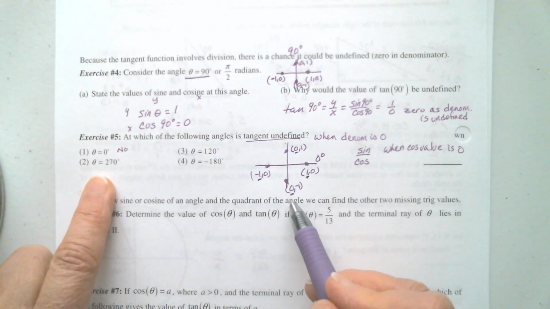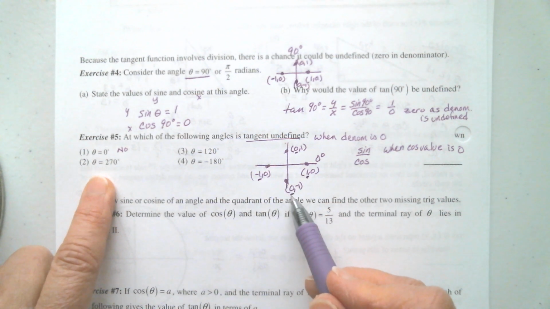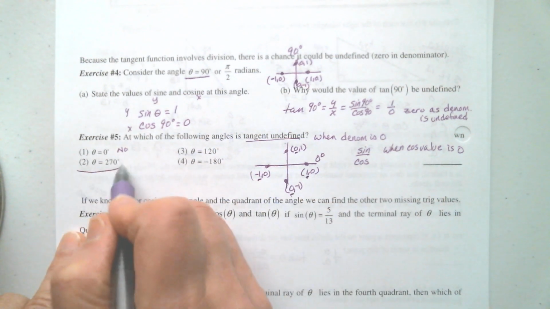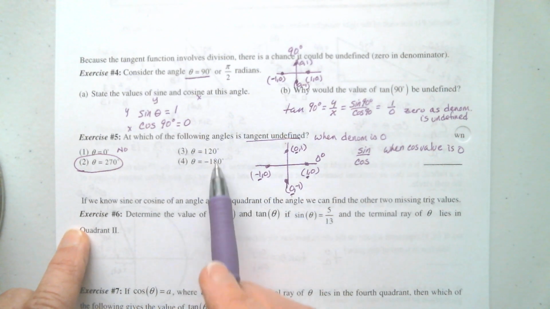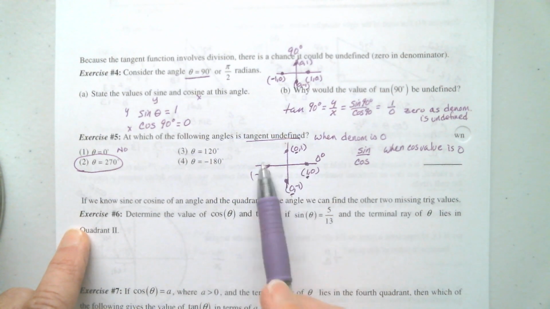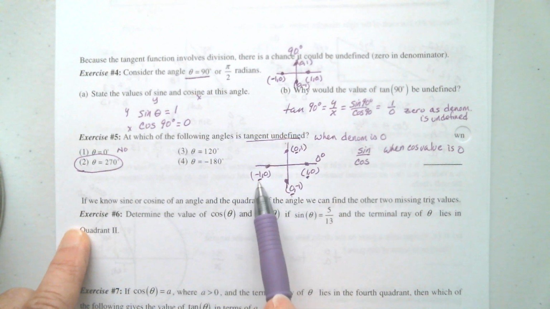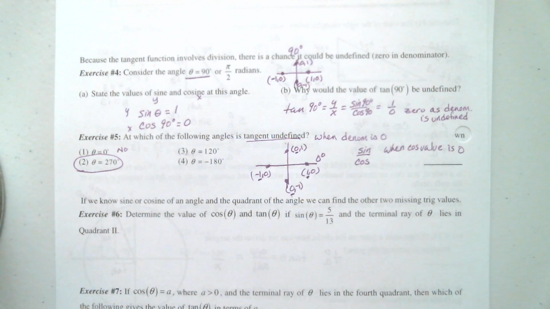270 degrees, which is here, that has an x-coordinate of 0. So that is our answer, option 2. Remember, negative 180 would be the same as a positive 180, would have an x value of negative 1.